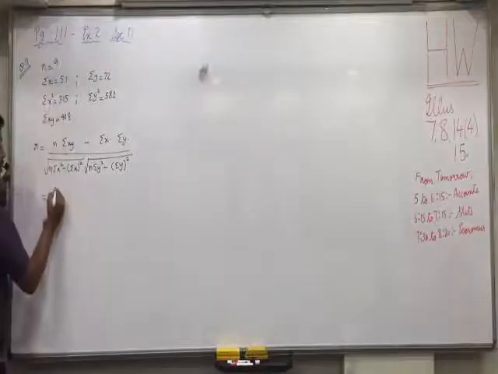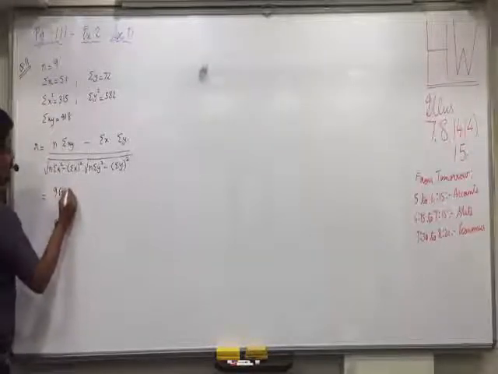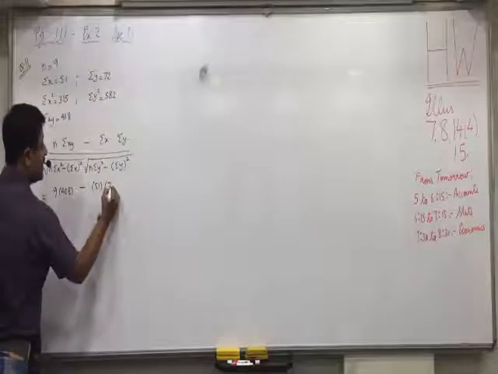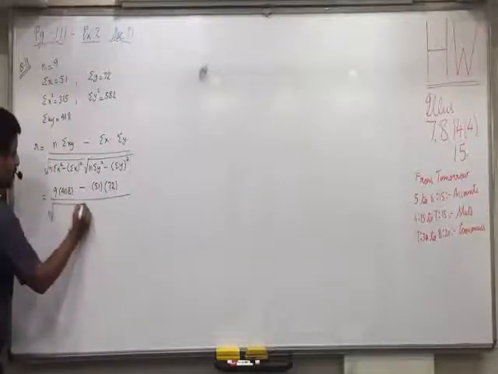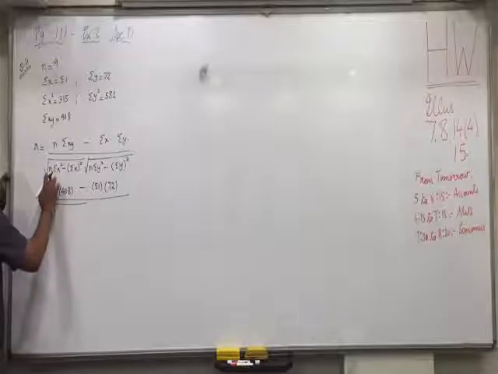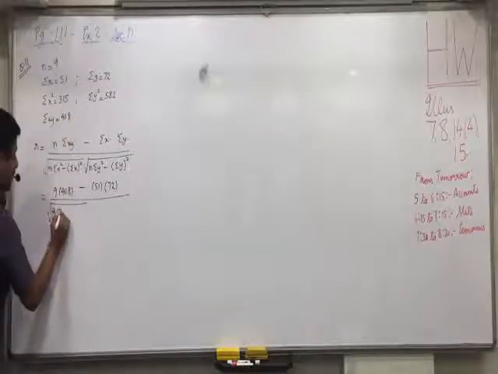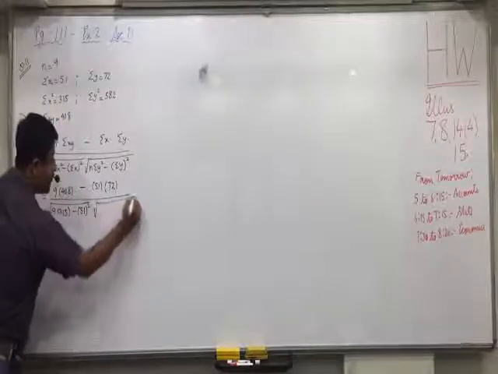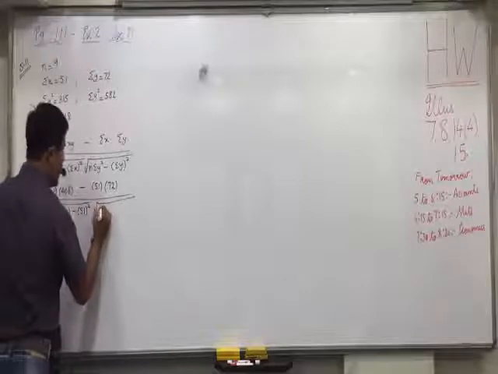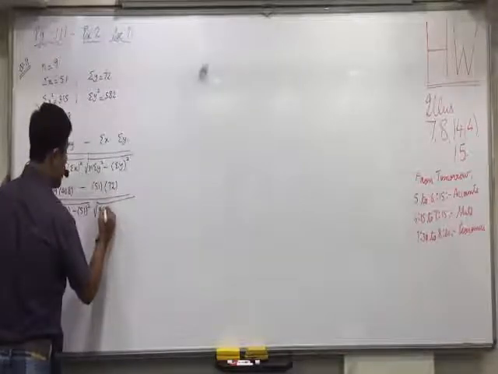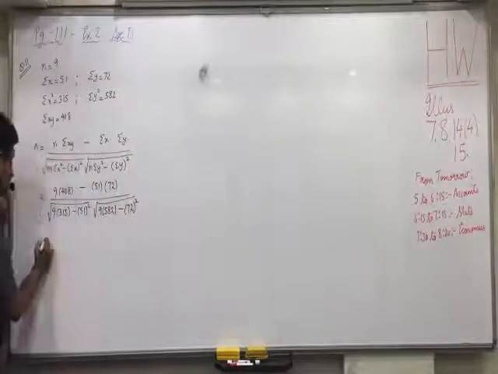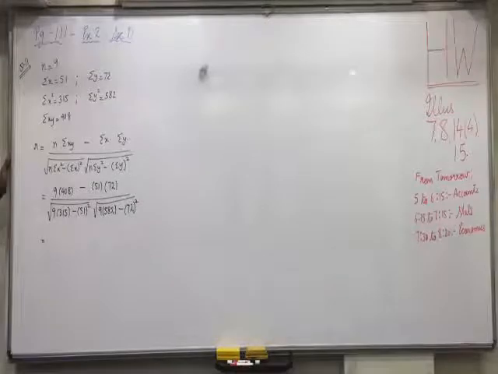Now, put the values. n is 9 into sigma xy is 408, minus sigma x is 51 into sigma y is 72, upon square root of n is 9 into sigma x square is 315 minus sigma x, that is 51, whole square, into square root of n is again 9 into sigma y square is 582 minus sigma y, 72, whole square. Is everyone clear with that? Raise your hand who did not understand the substitution of values.